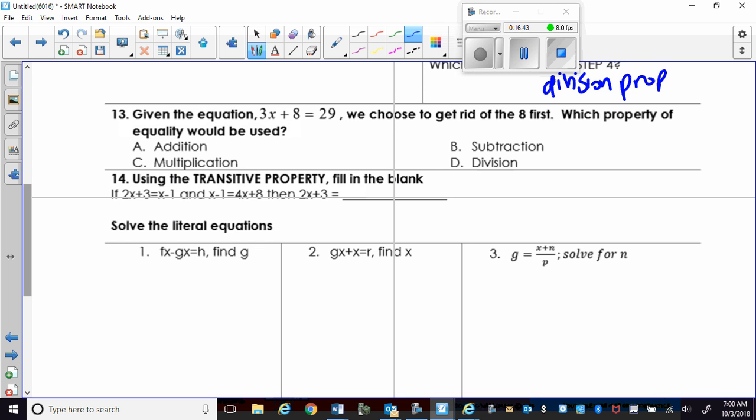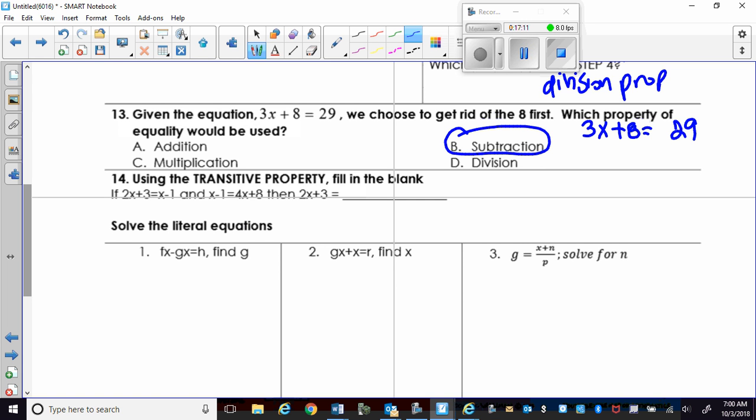So, next part, it says given the equation 3x plus 8 equals 29, we choose to get rid of the 8 first. So they're solving for it. What property are they doing if they're getting rid of the 8? They're going to use the inverse or the opposite of positive 8 and subtract 8. Okay? Using the transitive property, fill in the blank.